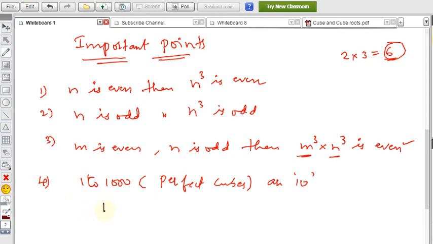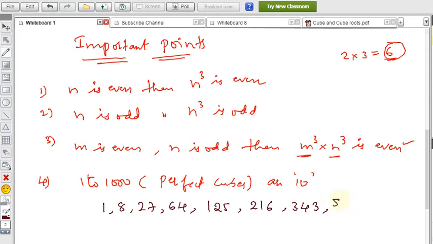1, because 1 cube is 1 itself. 2 cube is 8. And 3 cube is 27. 4 cube is 64, because 4 into 4 into 4. Similarly 5 cube is 125. 6 cube is 216. 7 cube is 343. If you remember these, it's easy from an examination point of view to identify the perfect cubes.